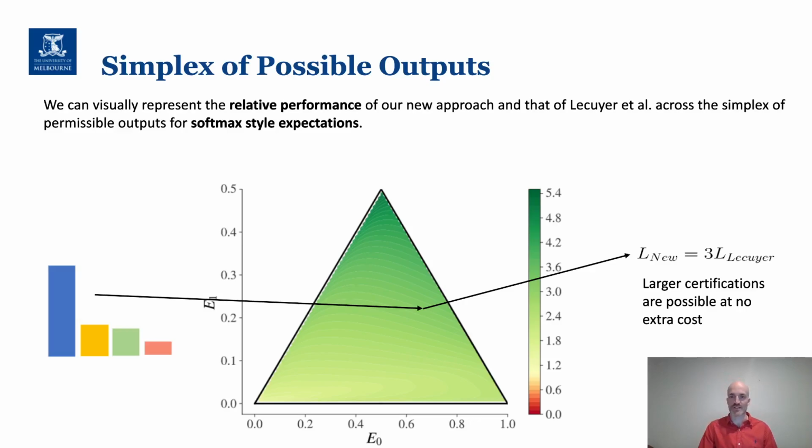And so if we go across all possible class expectations, we can map out the relative performance of different techniques. In this case, this plot here is the relative performance between our approach and LaCoya's approach for softmax style expectations. So for example, this set of class expectations maps to this point in the simplex of possible outputs, which says that our approach produces a certification 3 times larger than that of LaCoya's. At the most extreme point, our technique produces a certification that is over 5 times larger than LaCoya's for softmax style outputs.